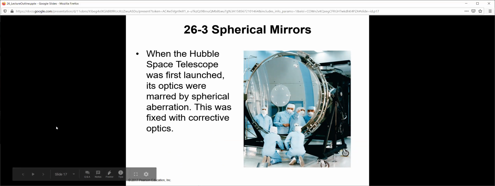When the Hubble Space Telescope was first launched, its optics, wow, that was a tough sentence, were marred by spherical aberration. This was fixed with a corrective lens. Satellites themselves have to undergo routine optics. They have to go to the optometrist to get corrective lenses put in place. All these rules still apply.